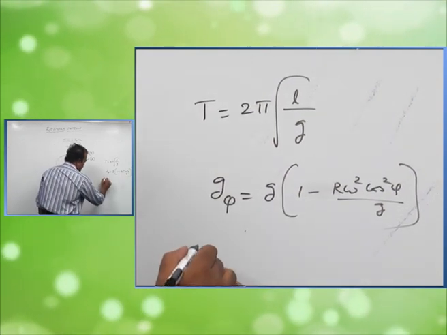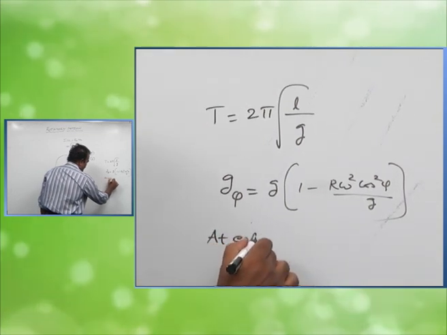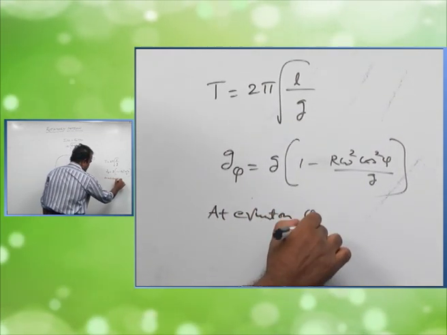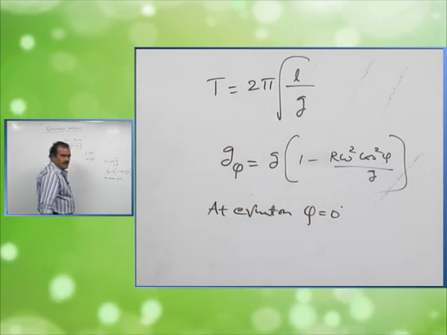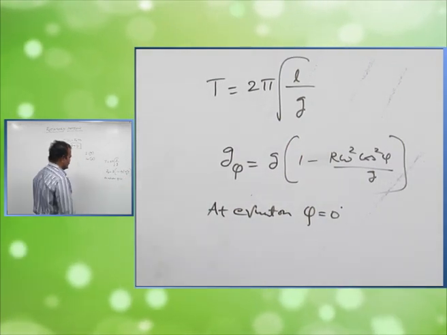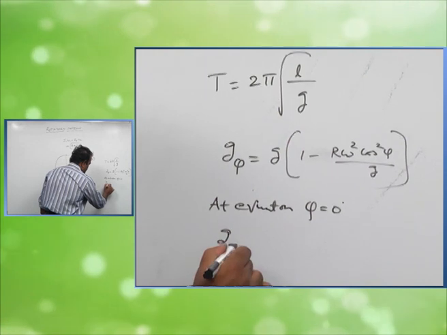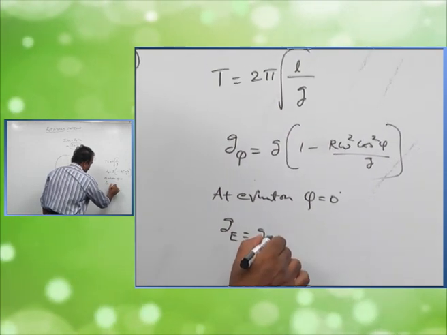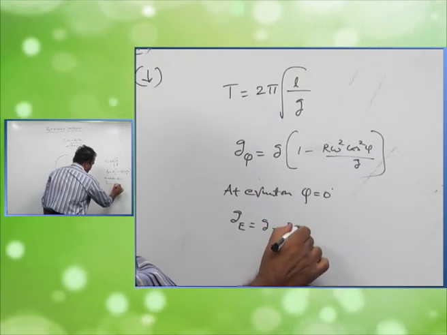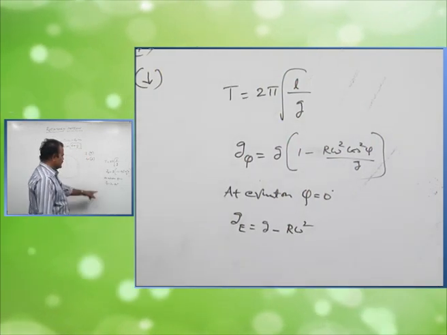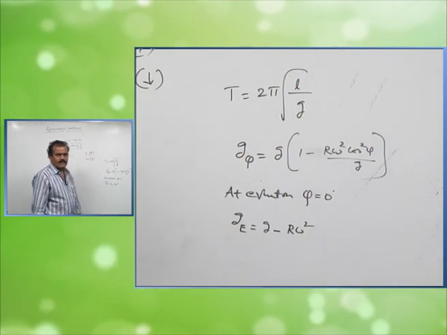Now here at the equator, the latitude value can be taken as phi is equal to 0 degrees. Phi is equal to 0 degrees at the equator. So g E is equal to small g minus r omega square. This will be the value. g E is equal to small g minus r omega square.